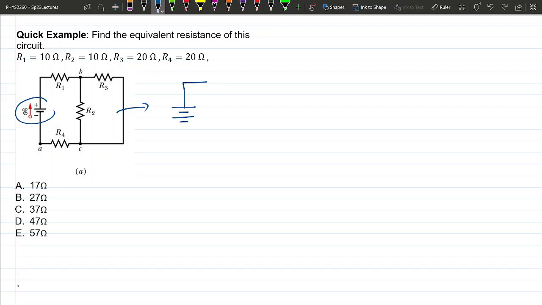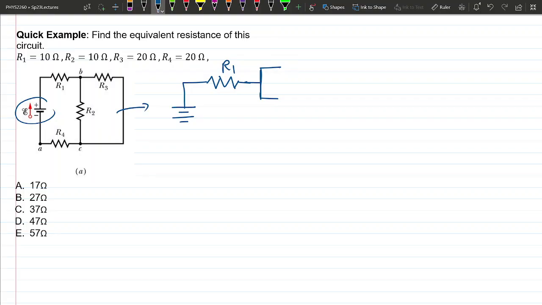The first thing I see after the battery is R1, so I'm going to draw R1. Next thing I see after R1 is this junction point. A junction point is a split in the current. Instead of drawing it like this, I'm going to draw it like this. That's the same split, you're just splitting the path.